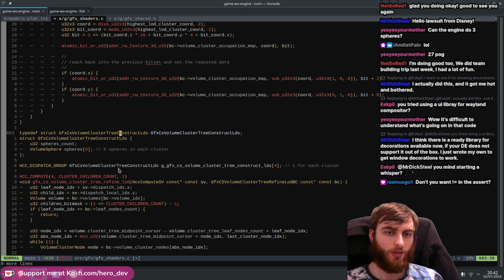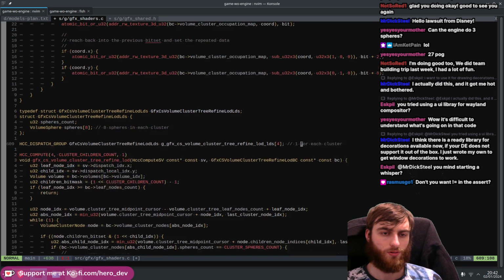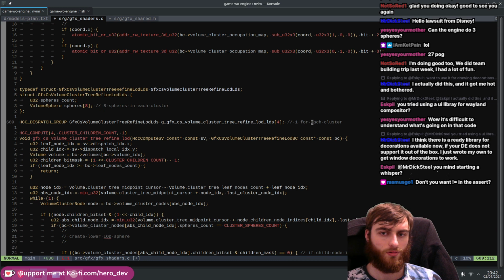What do we call this? Refine? Refine LOD LDS. So what do we need? One for each node. It's probably the same thing, isn't it?